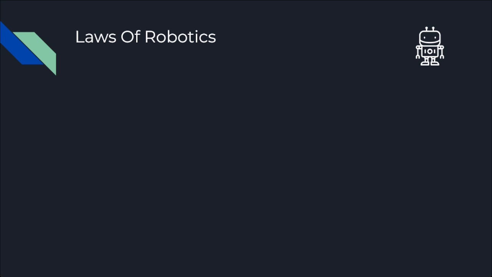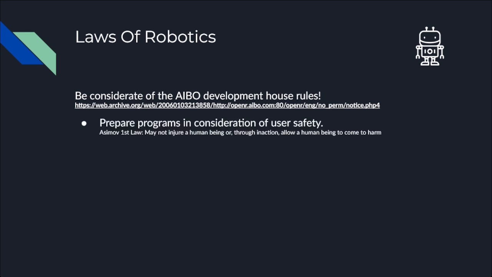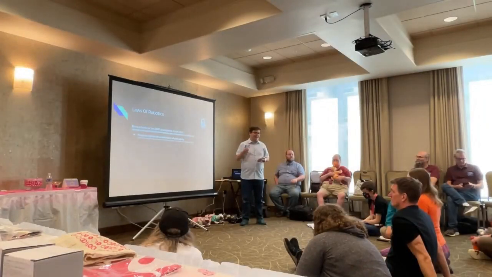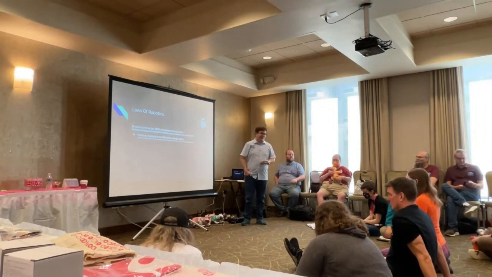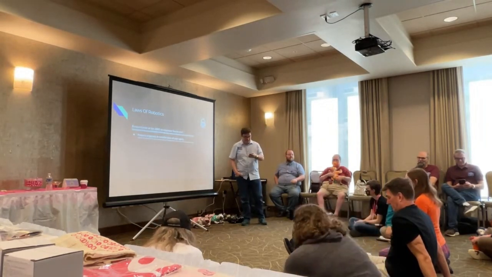All the preface aside, let's talk about the house rules of AIBO development. Always prepare programs in consideration of the safety of the user. If you want to play by Asimov's playbook, this would be the first law of robotics: make sure the robot does not injure a human or, through inaction, allow a human to be injured.